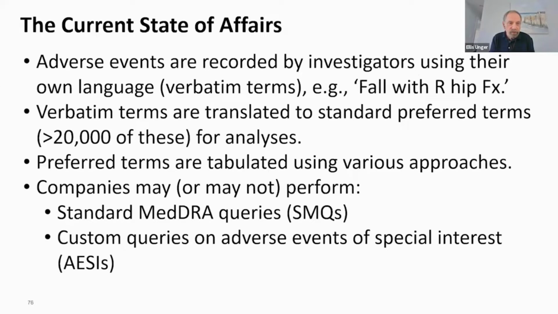So the current state of affairs is like this. Subjects come and see investigators at predefined intervals. And the investigator says, hey, how have you been doing the last 3 months? And if there was an adverse event, then they have to record it. And the investigators record this. A lot of times they use medical shorthand, like fall with right hip FX, which would be a right hip fracture. And they record that.